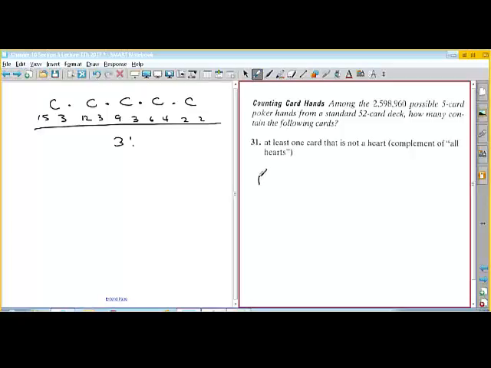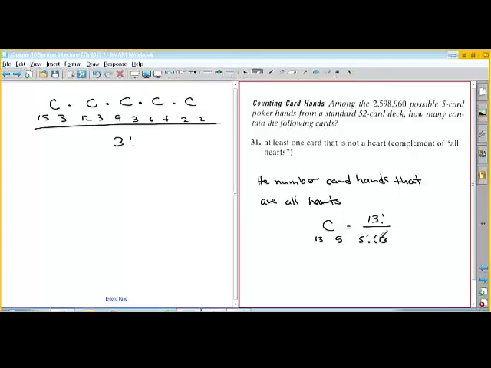So the way you do that, we'll say the number of card hands that are all hearts, which is the complement of what they're asking. To calculate that, you say, well, I've got 13 cards that are hearts, and I'm going to take 5 of those cards for a 5-card hand, and that's going to give me the number of hands that are all hearts. So let's calculate the number here.